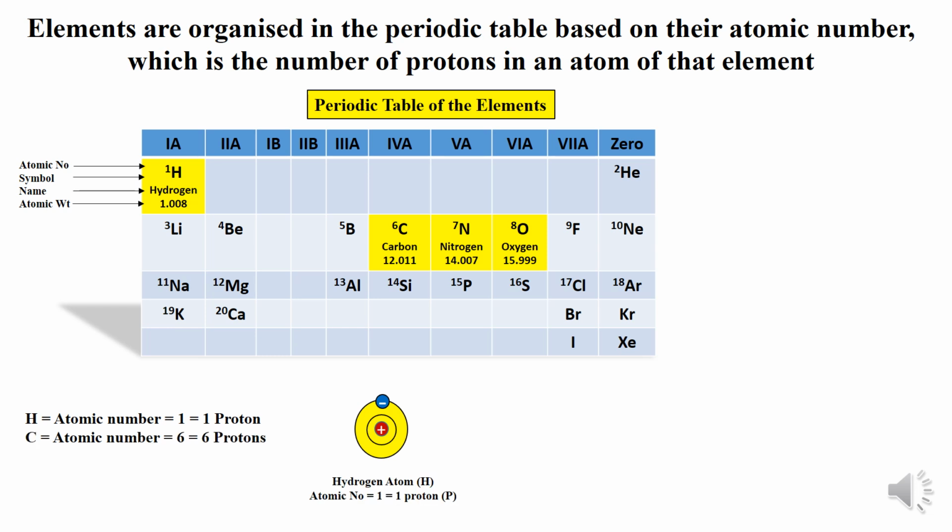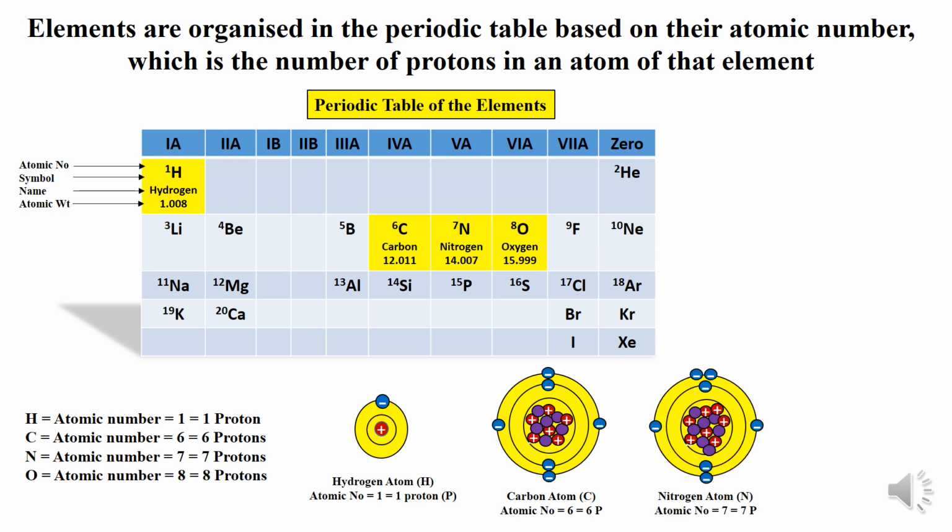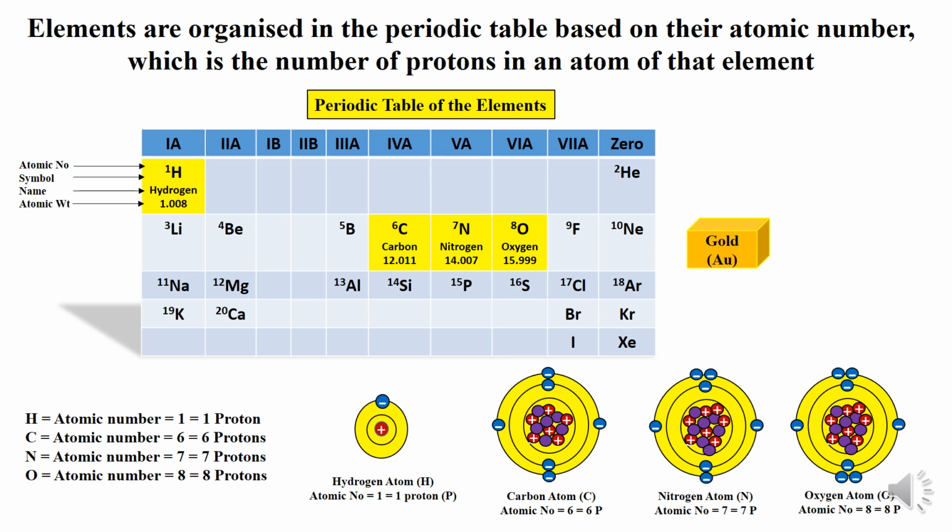And why is carbon the 6th element in the periodic table? Because the nucleus of a carbon atom contains 6 protons. Why is nitrogen the 7th element in the periodic table? Because the nucleus of nitrogen contains 7 protons. And why is oxygen the 8th element in the periodic table? Because the nucleus of an oxygen atom contains a total of 8 protons.